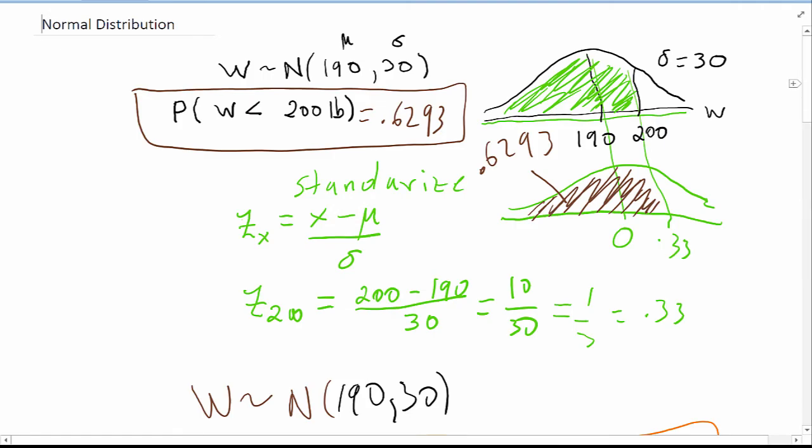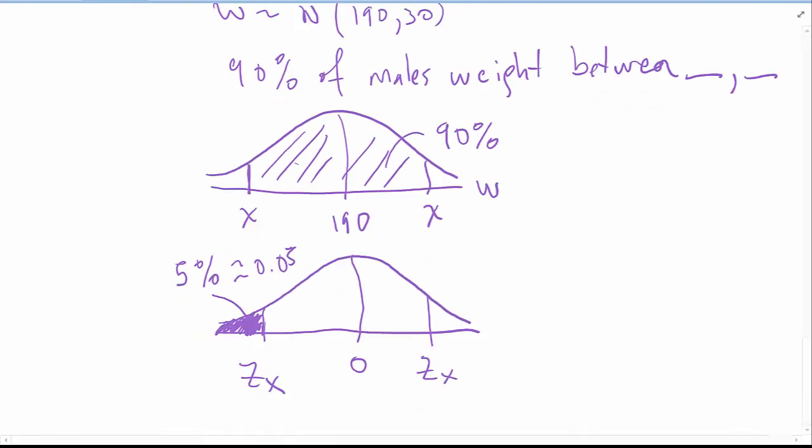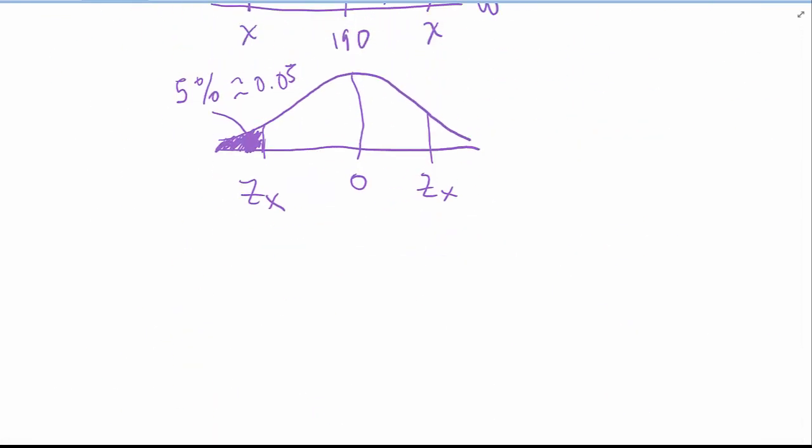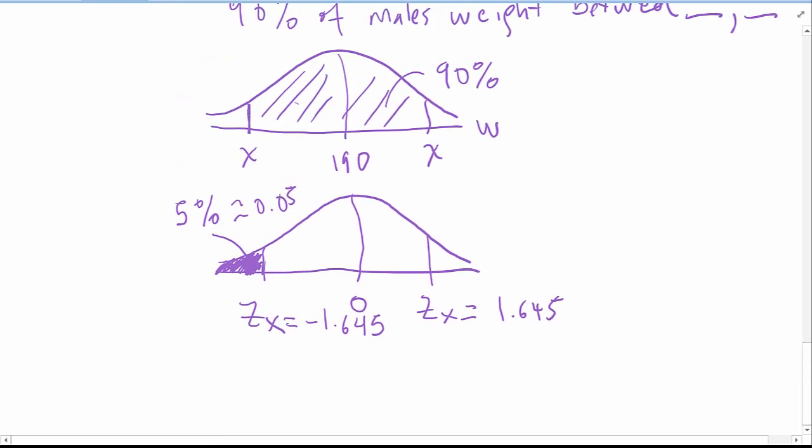So this number is negative 1.645. So this value will be positive 1.645, right? But we need these values, but in reality we want the x values. So what are those x values? Well, let's look at this formula again more carefully. The z-score of x is x minus the mean divided by the standard deviation.